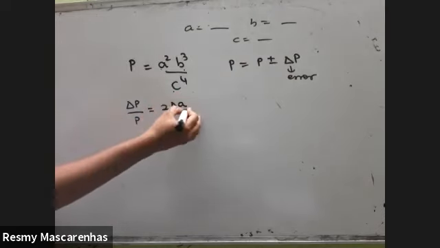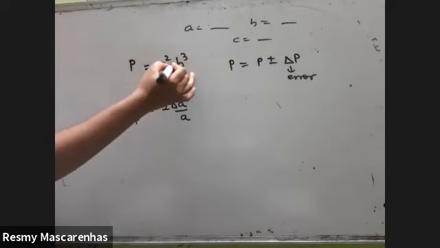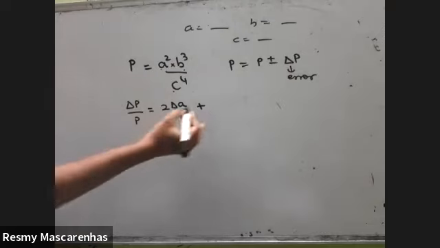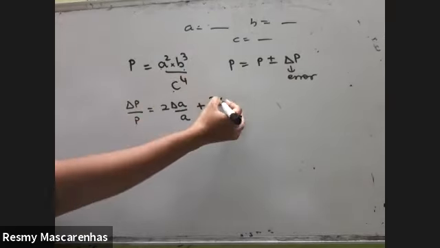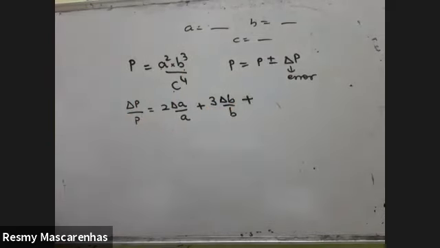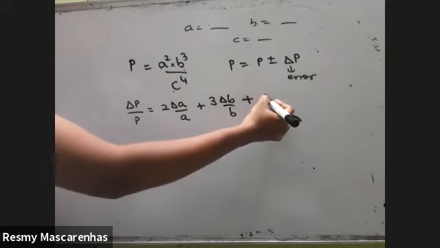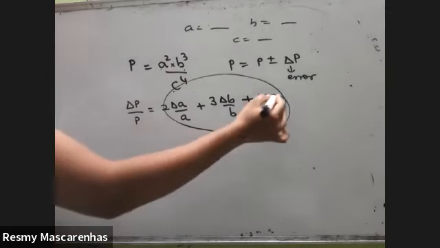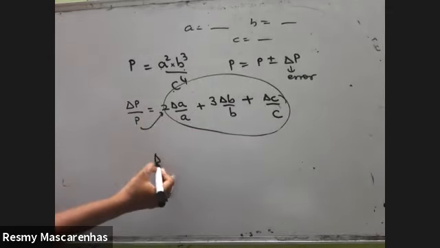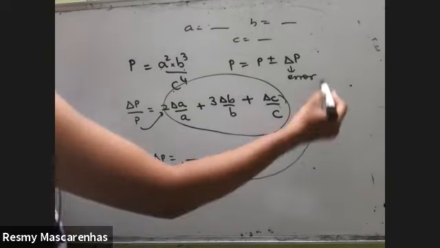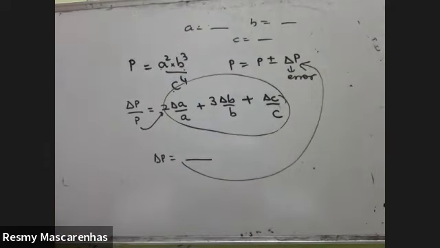Then the coefficients, we always write at the side. So delta a upon a, whether it's multiply, still we write it as plus. Then 3 times, this power will come now, delta b upon b. Even if there's a division, still we write it as plus. And then delta c upon c. After this, we substitute the values here, take the P, and then find delta P. We solve problems based on this.